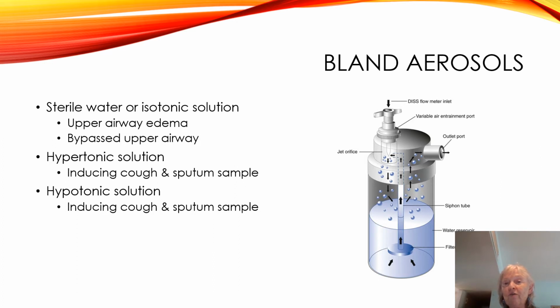It has a jet orifice at this particular point. That's part of our entrainment. You have an outlet port. This is what's going to be delivered to the patient. If you see that outlet port, it's much bigger than it is on the humidifiers. And the reason is we're going to connect the large bore tubing to it.